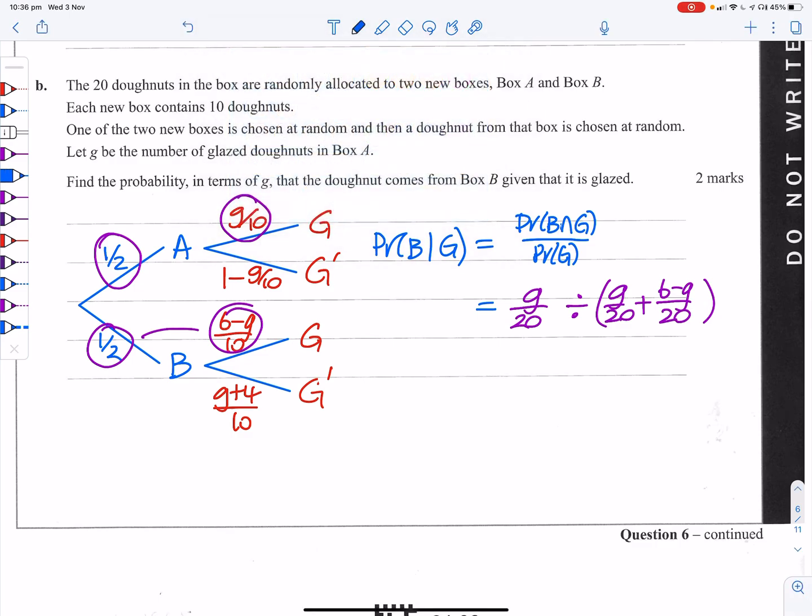Now, if we add these together, they cancel. So we get 6 over 20. So we get G over 20 divided by 6 over 20. I've messed something up here. We add them together: G over 20 plus 6 minus G over 20.